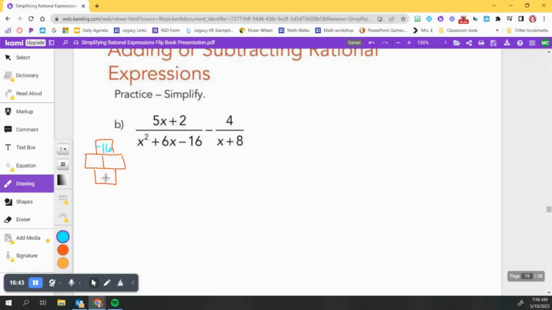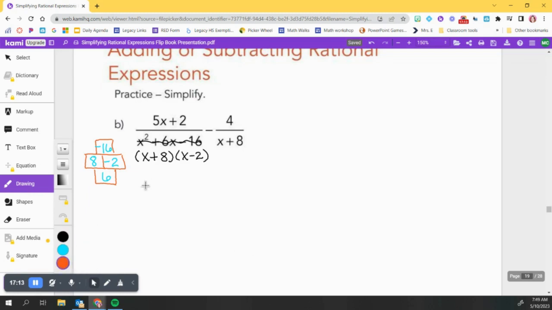Top box is a negative 16, bottom box is a 6. Huh, sounds familiar. I think we did this one already, huh? Or this polynomial. So 8 and negative 2. So that means this denominator is going to factor out to x plus 8 and x minus 2. So we're not using this denominator anymore, we're using this denominator.